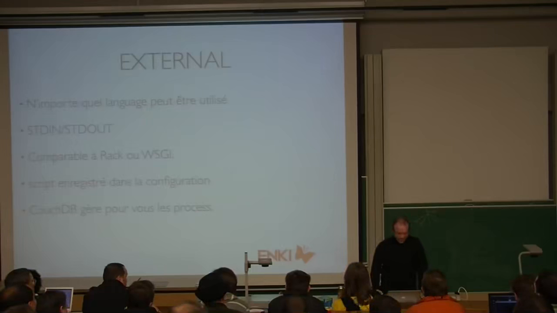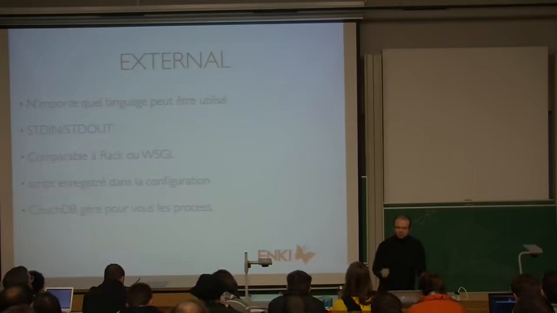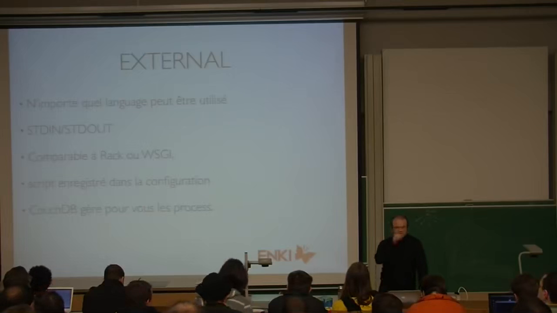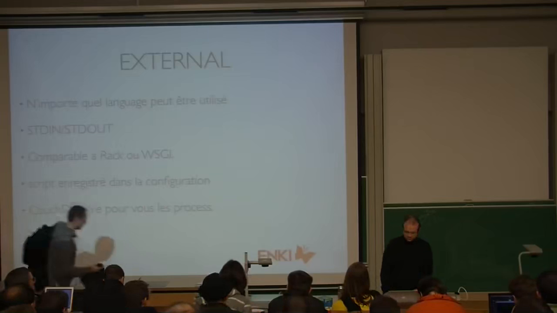So that works like for those who know WSGI, or Rack in Ruby, which are HTTP gateways to Python for WSGI and Rack objects. And you don't have to manage how to spawn processes. CouchDB will spawn processes for you. It will create one process, and it will reuse it if needed.